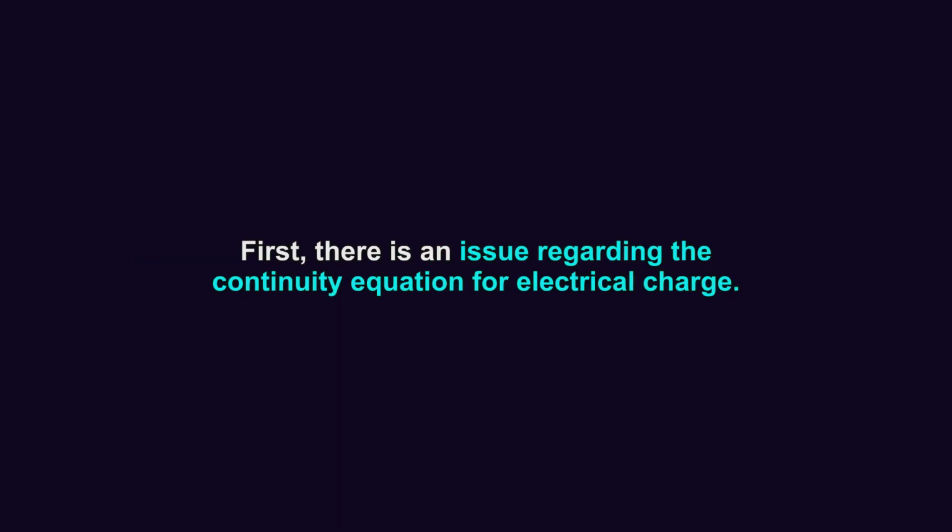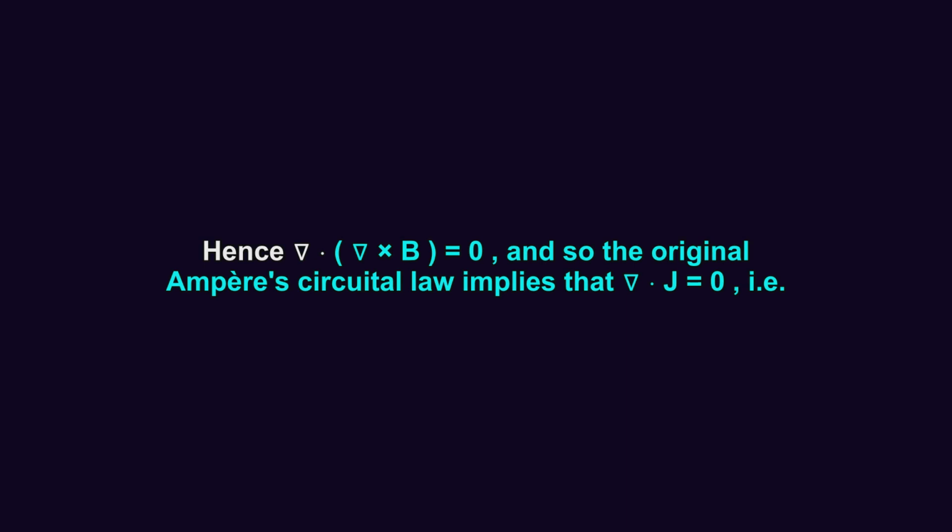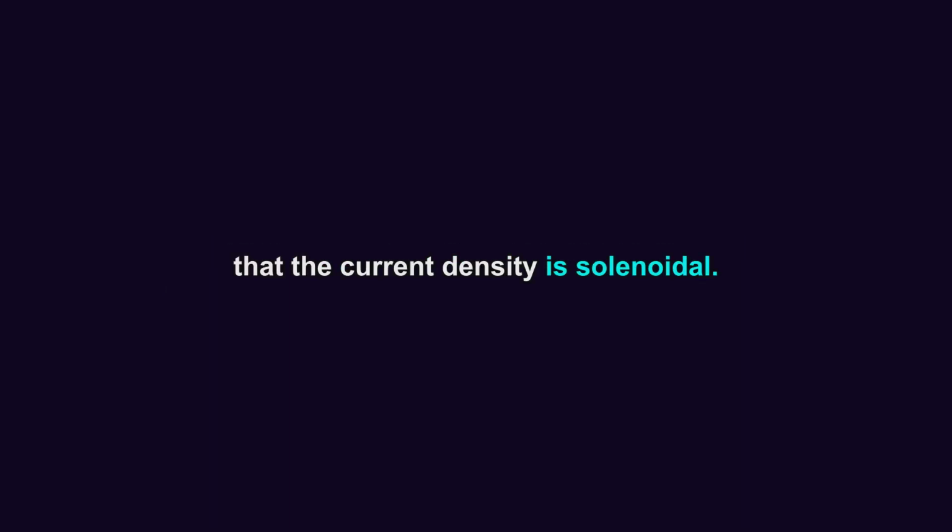First, there is an issue regarding the continuity equation for electrical charge. In vector calculus, the identity for the divergence of a curl states that the divergence of the curl of a vector field must always be zero. Hence ∇ · (∇ × B) = 0, and so the original Ampère's circuital law implies that ∇ · J = 0, i.e. that the current density is solenoidal.